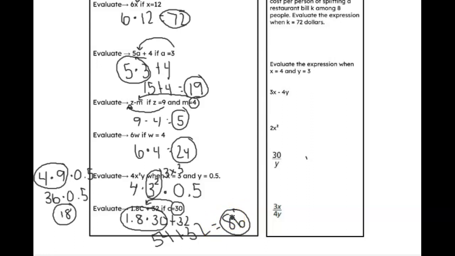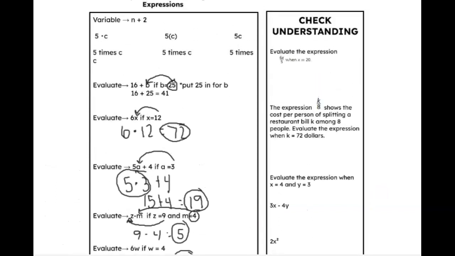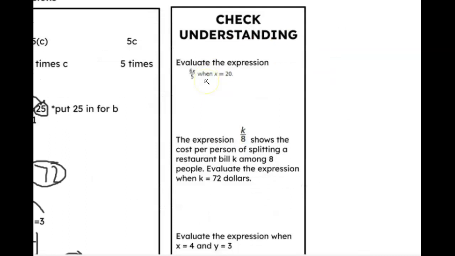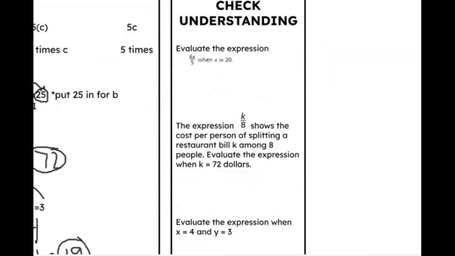Okay, let's look up over here. We're in the check understanding. I'm going to zoom in just a little more so I can see this. There we go. This one's pretty small, but it says 6x over 5 when x equals 20. So we're going to put 20 in for x. A letter and a number next to each other means multiplication. So 6 times 20 over 5.